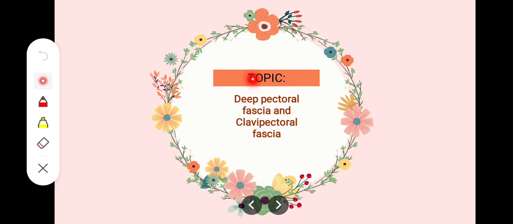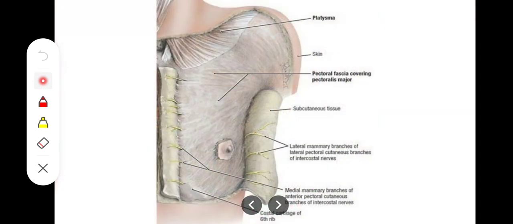So the first one is the deep pectoral fascia. Definitely, the fascia present deep to the superficial fascia will be called a deep pectoral fascia. But in this case, specifically, it is the fascia covering the pectoralis major muscle. So the fascia that covers that whole bulky muscle is called the deep pectoral fascia. As you can see, it covers the whole of the pec major muscle.